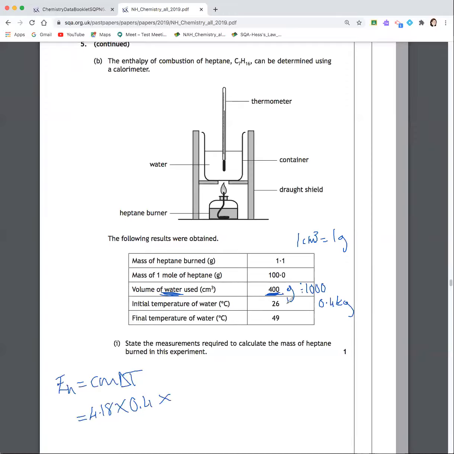And then our temperature change, it's gone from 26 up to 49, so that's 23 degrees. You can plug that into your calculator.